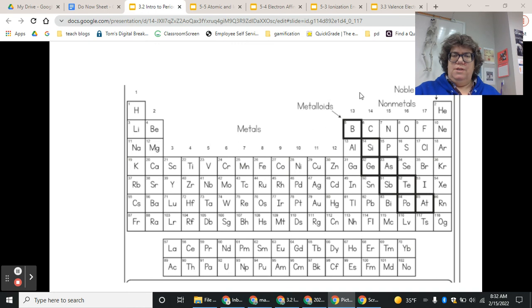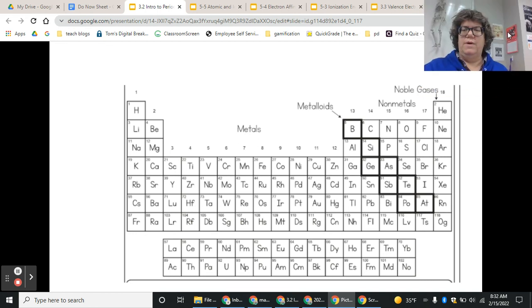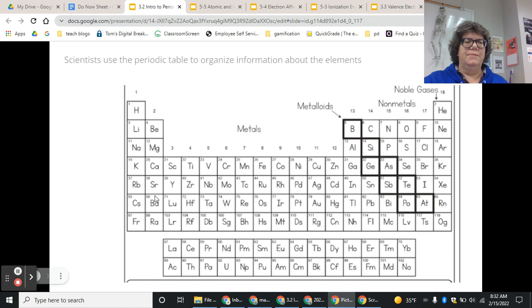So here's a good example of the periodic table. The metalloids are kind of this stair-steppy area here right in the middle. Non-metals to the right, metals to the left. Noble gases are this last column right here. Again, I'll move my head. Noble gases. So, as we have said multiple times, scientists use this periodic table to organize information about the elements. And as we go through, you will see just how organized they actually are. It's pretty amazing.